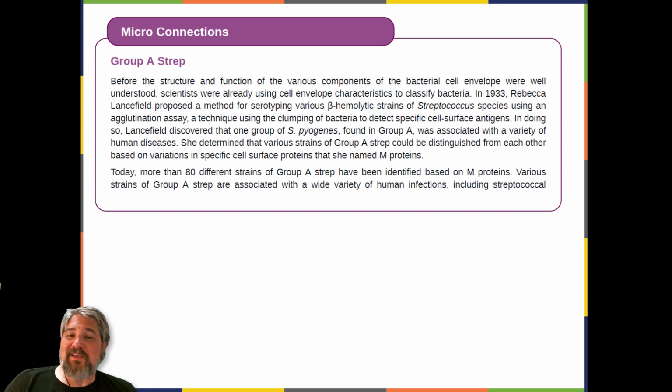Various strains of Group A strep are associated with a wide variety of human infections, including streptococcal pharyngitis, strep throat, impetigo, toxic shock syndrome, scarlet fever, rheumatic fever, and necrotizing fasciitis. The M protein is an important virulence factor for Group A strep, helping these strains to evade the immune system. Changes in M proteins appear to alter the infectivity of a particular strain of Group A strep.